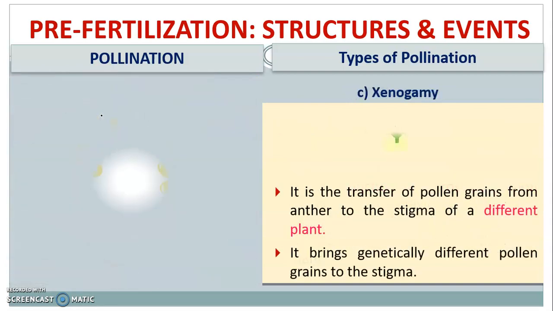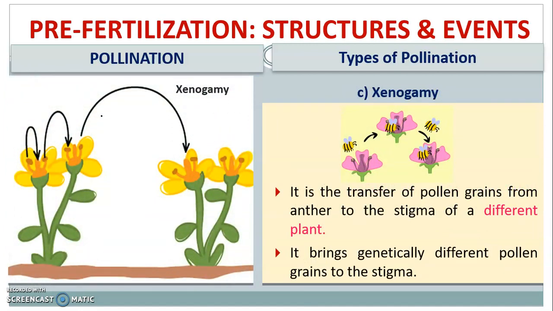Move to the next part, that is xenogamy. Xenogamy is also a type of cross-pollination in which pollen grain is transferred from one plant to another plant. Now you can see these are two plants and both have flowers. Pollen grain from plant 1 travels to the stigma of plant 2. This type of pollination is known as xenogamy.